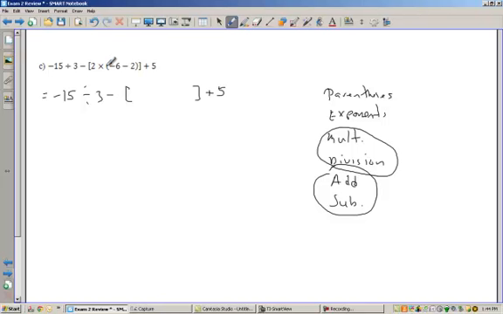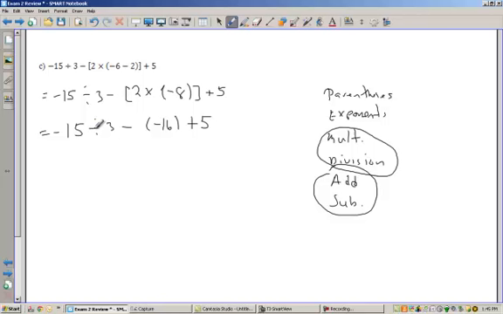I come inside and I have another set of parentheses. So I work inside there. So I'm going to have 2 times, and minus 6 minus 2 is a minus 8. It's equal to, again, I'm working inside these square brackets, so divided by 3, minus, so 2 times a -8 is a -16. Now I'm done with that parenthesis, so I don't need to write that. And then I have plus 5.